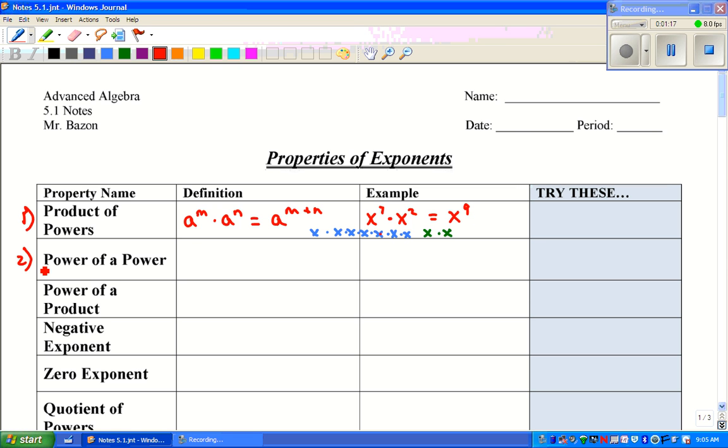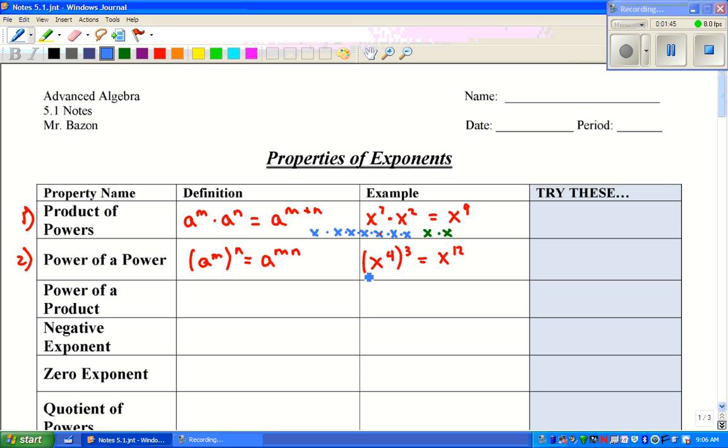Power of a power. This one is a to the m power, and then it's raised to the nth power. What you actually do for these is you multiply the m and the n together. An example is something like this: x to the 4th power raised to the 3rd power. That would equal x to the 12th because you multiply those two things together.